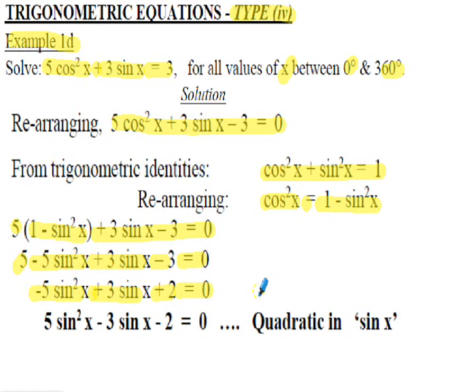All I've done on the next line is simplify the numbers for myself when I come to use the quadratic solution over the page. I simply multiply throughout by minus 1, just to change the sign. So the minus 5 now becomes a plus 5 times sine squared x, the plus 3 becomes a minus 3 times sine x, and the plus 2 becomes a minus 2 is equal to 0. So I've got a quadratic in the sine of x.